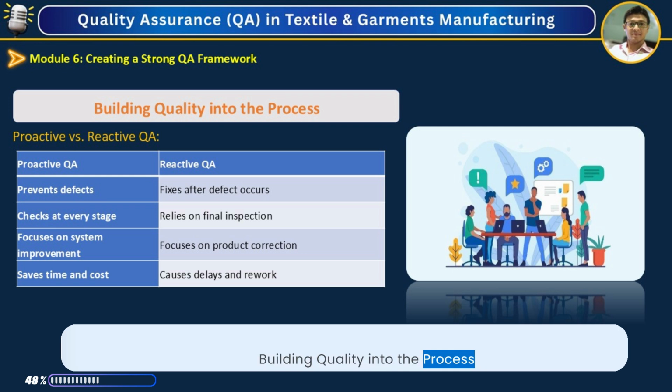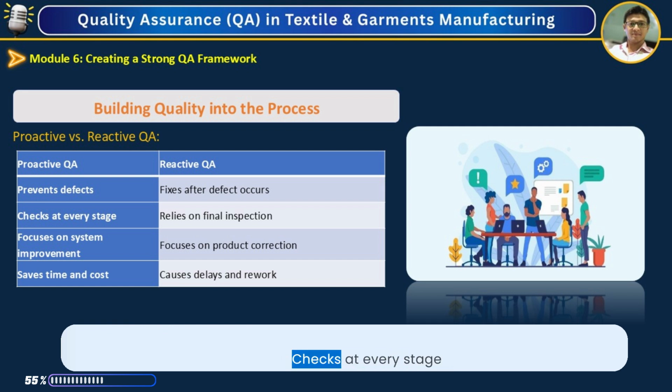Building quality into the process. A strong QA framework makes the system proactive. It's better to catch issues at the start than to fix them at the end. Proactive versus reactive. Proactive QA prevents defects. Reactive QA fixes after defect occurs.